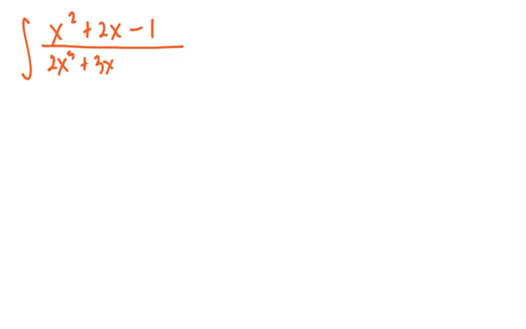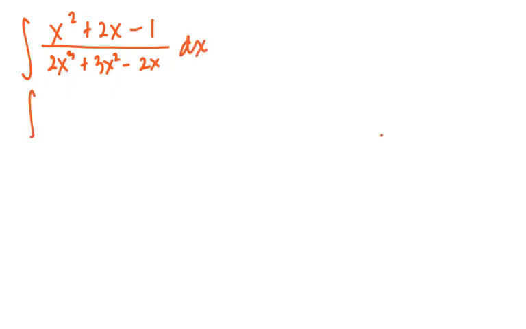So let's look at one that doesn't go quite like that, but it's not much more difficult, and we'll look at it that way. So this one says the integration of, and the numerator is x squared plus 2x minus 1, and the denominator is 2x to the third plus 3x squared minus 2x, and all of this is over dx.